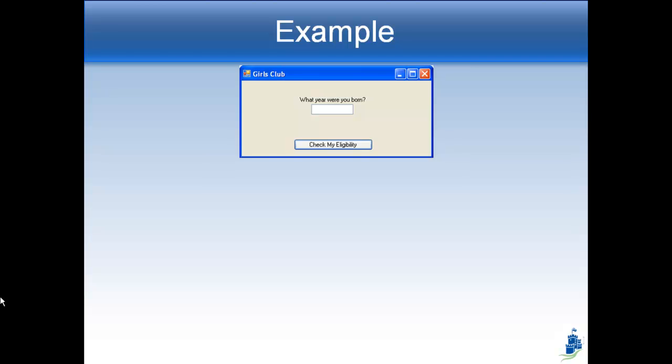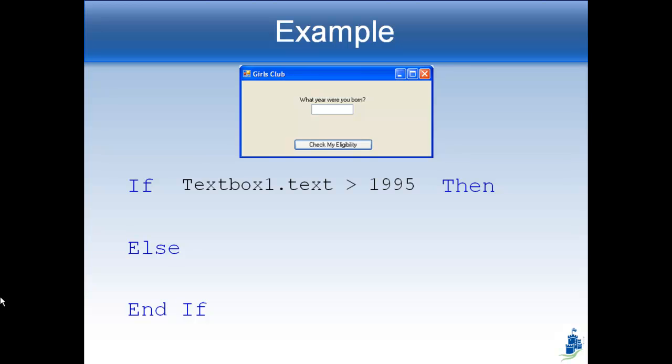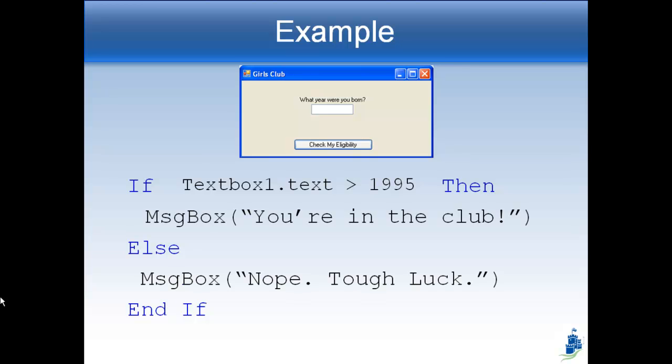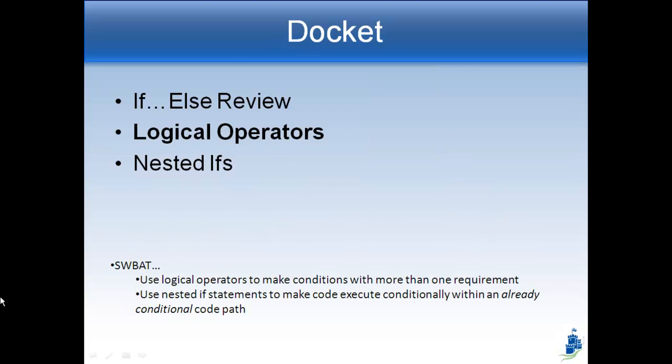A quick example. Let's say that we have a girls' club, and in order to get into the club, you have to be born after 1995, because it's just for young girls. So if you put the year in there and press the check my eligibility button, it should tell you whether or not you should be in the club. So we say if the textbox1.text is greater than 1995, so if you were born after 1995, then you're good to go into the club. Otherwise, you're not eligible. So we can use greater than instead of equals. These conditions can be more complex.